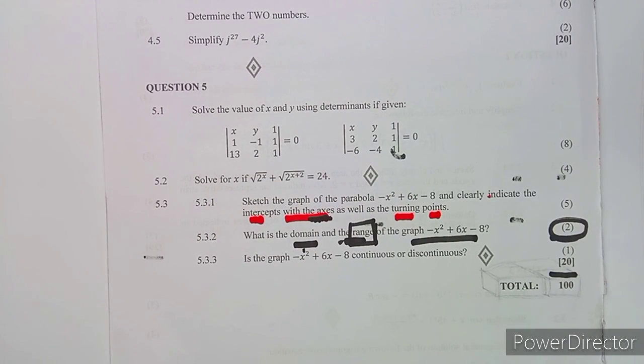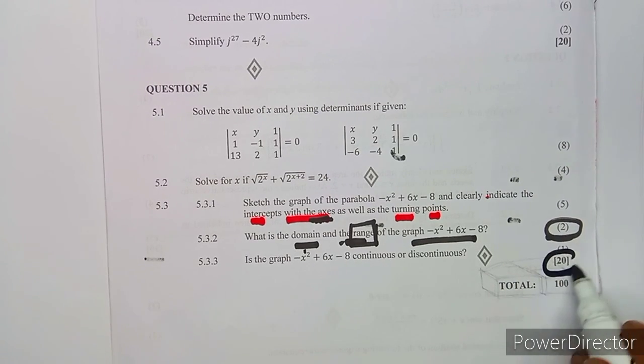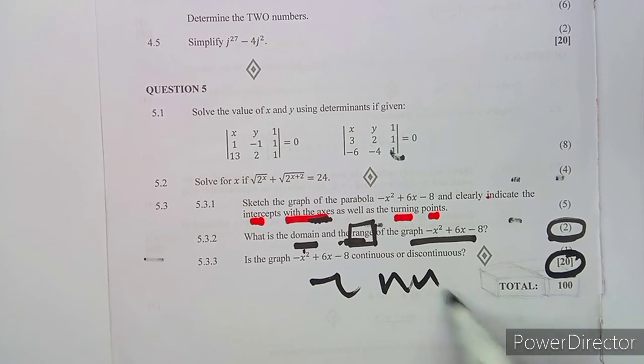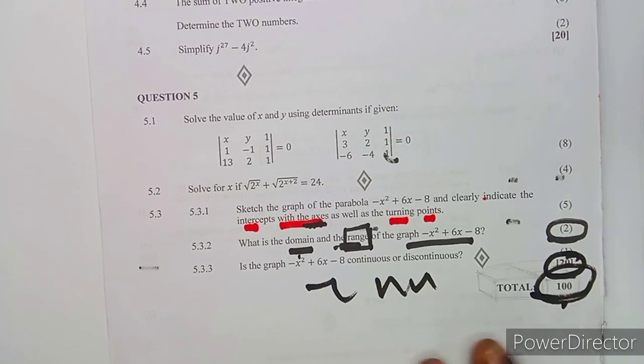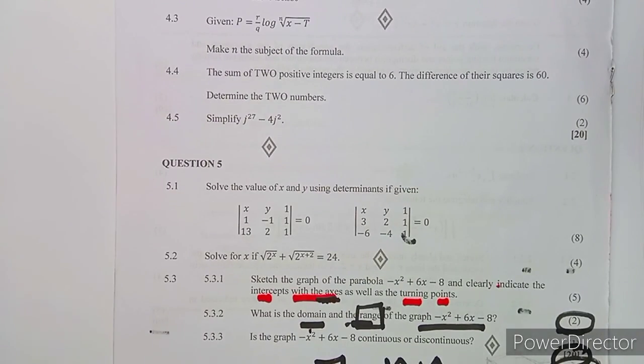Is the graph of minus x squared plus 6x minus 8 continuous or discontinuous? Like we saw, it is a continuous function, it still goes on and on. So as you can see, guys, that's what we had in order to obtain 20 marks on this question, which makes a total of 100 marks in this question paper.